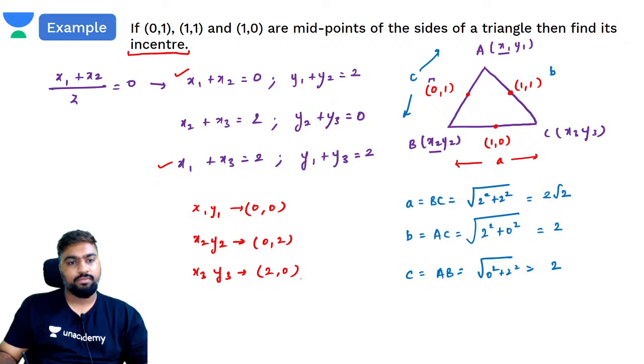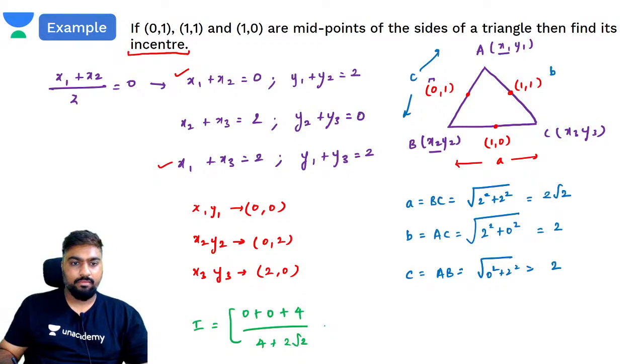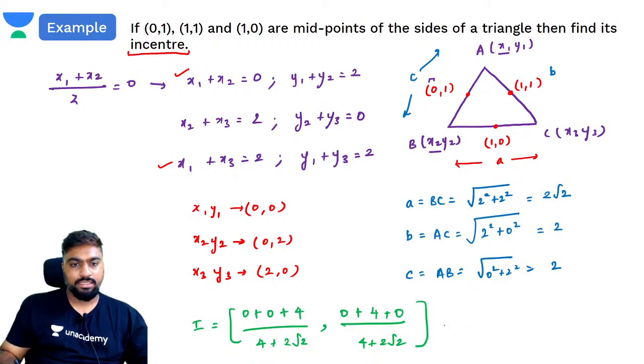Now what do you use? In center का formula and get it over with. Yes, in center क्या होगा? a into x1 which is 0 plus b into x2 which is 0 plus c into x3 which is 4, divided by 4 plus 2 root 2. Correct? Comma, what will be y coordinate? Again 0 into 2 root 2, 0. 2 into 2, 4. 0 into 2, 0. By same 4 plus 2 root 2. I hope you guys are able to understand this. This is 4 by 4 plus 2 root 2, comma 4 by 4 plus 2 root 2.